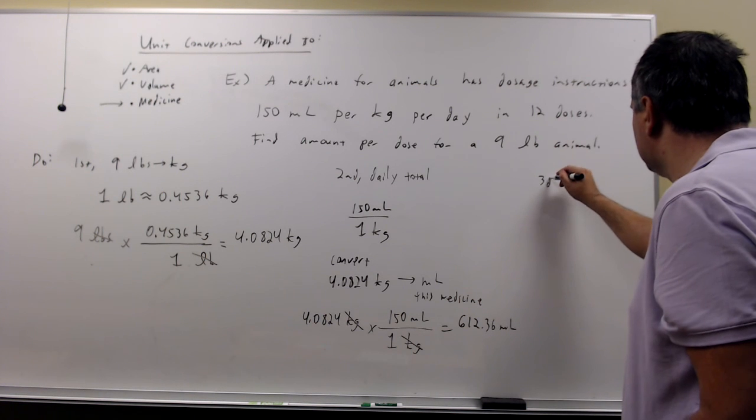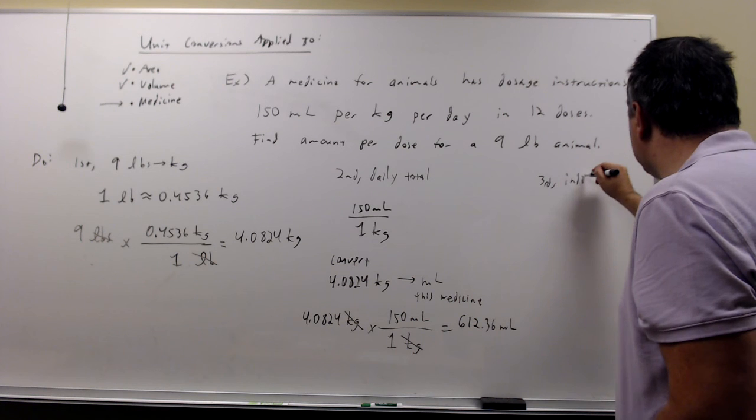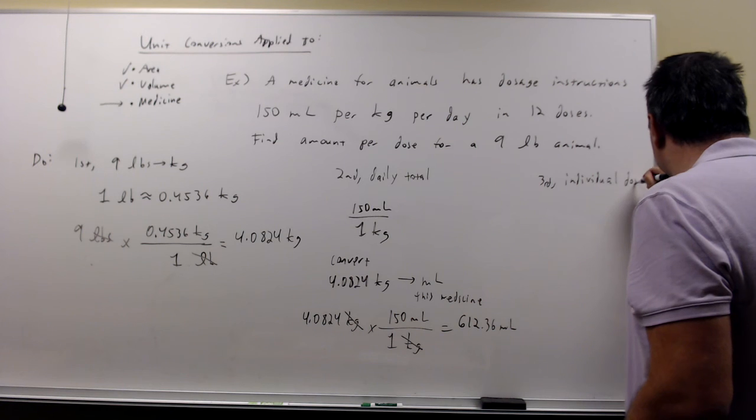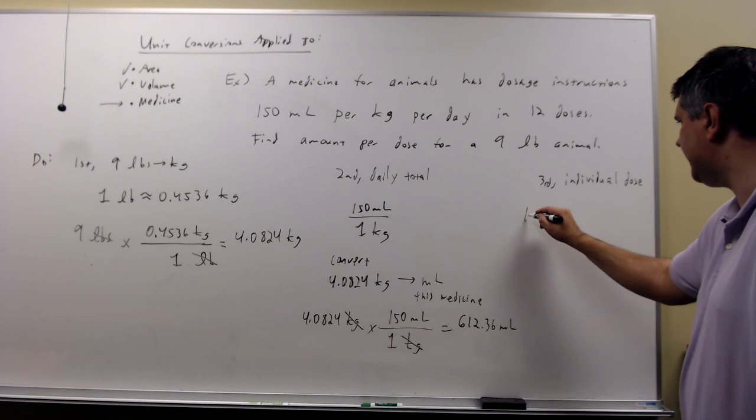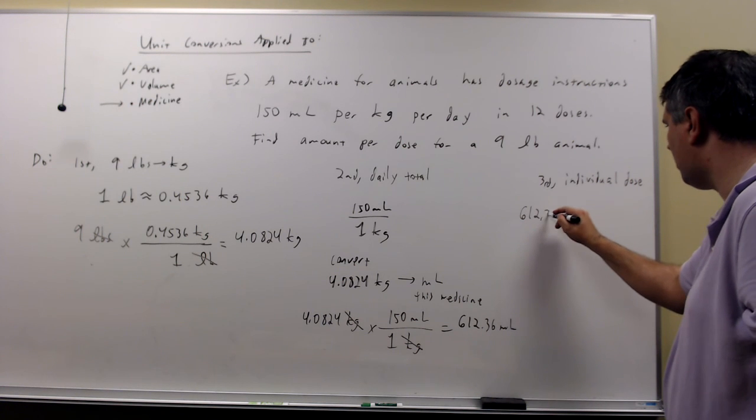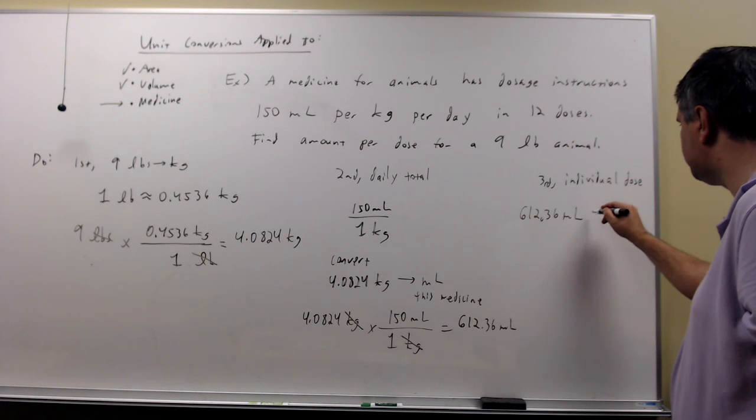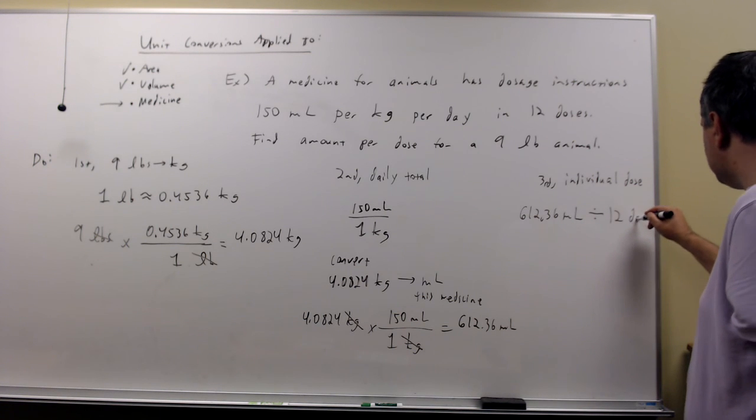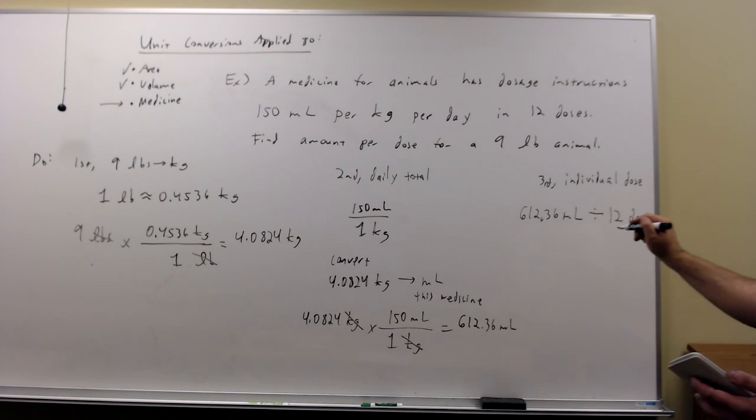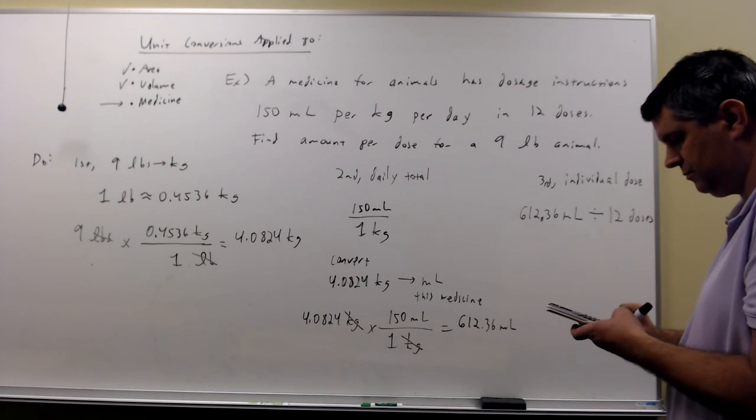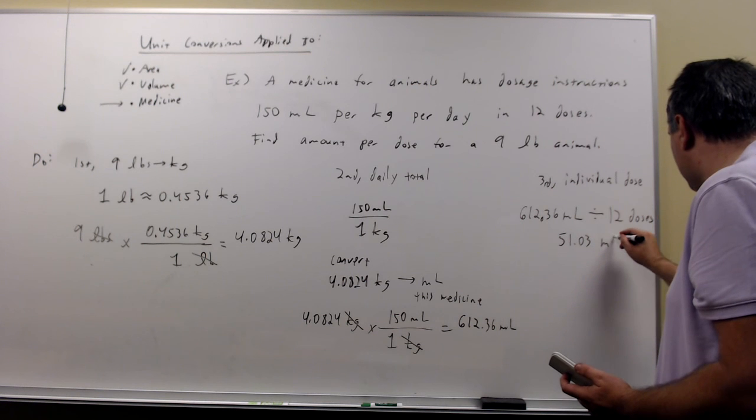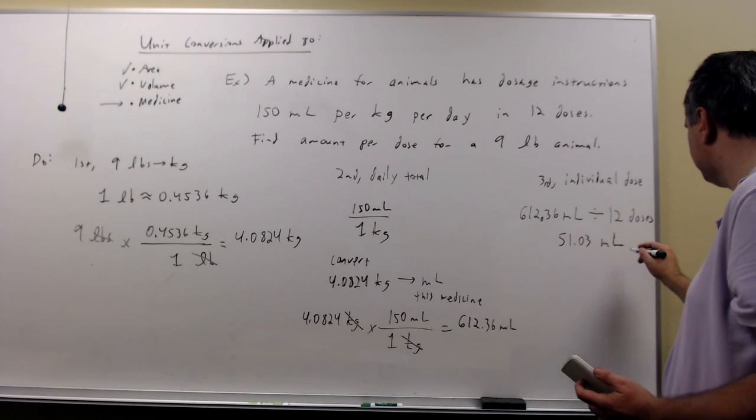Third, individual dose. So we're going to take the 612.36 milliliters and divide it by 12 doses in a day. So I will take that number and divide it by 12. 51.03 milliliters per dose.